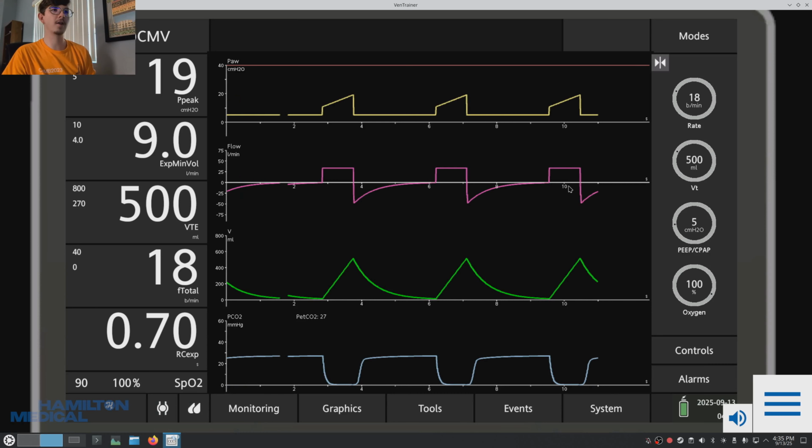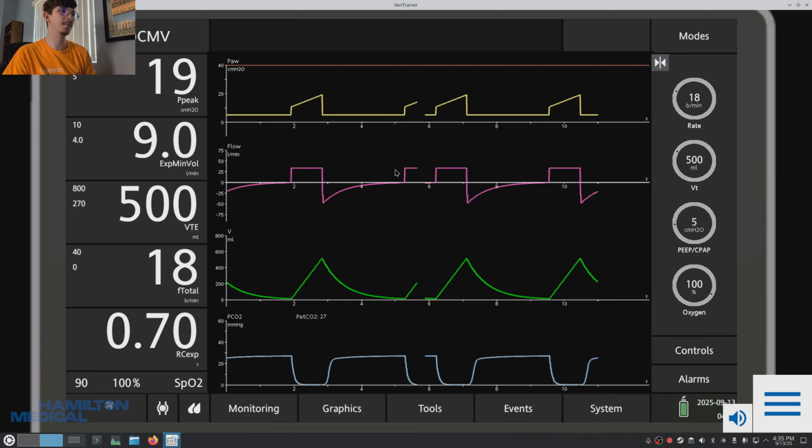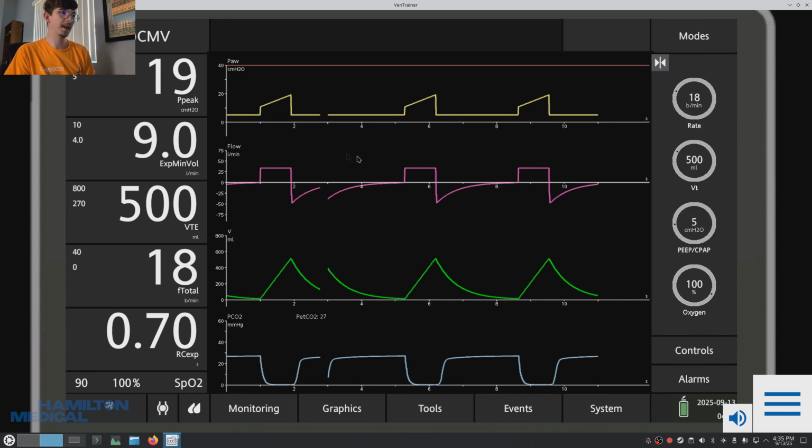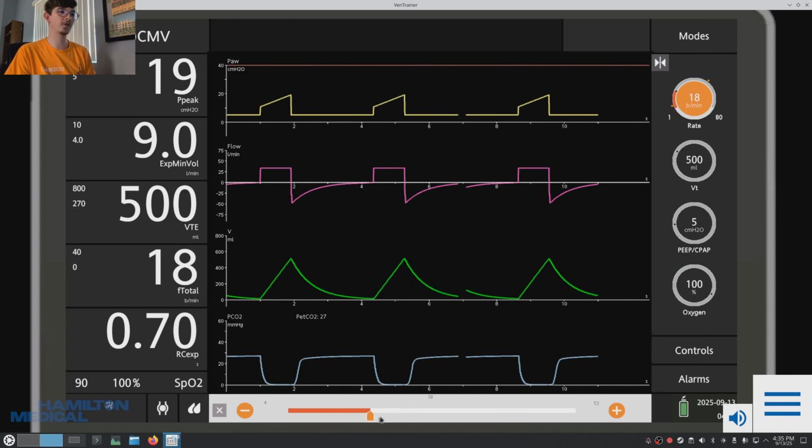We can expect our set PEEP to be the same as our total PEEP or our auto PEEP, because everything is getting back out of the lungs except for the PEEP that we want to be in there. If the expiratory flow doesn't reach baseline, which I'll change some things and make the expiratory flow not return to baseline.